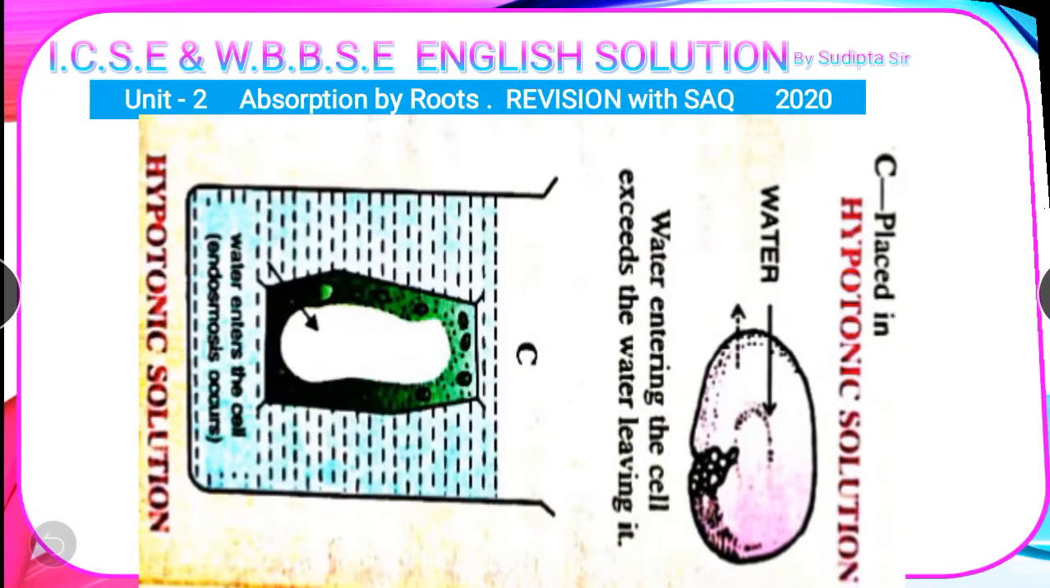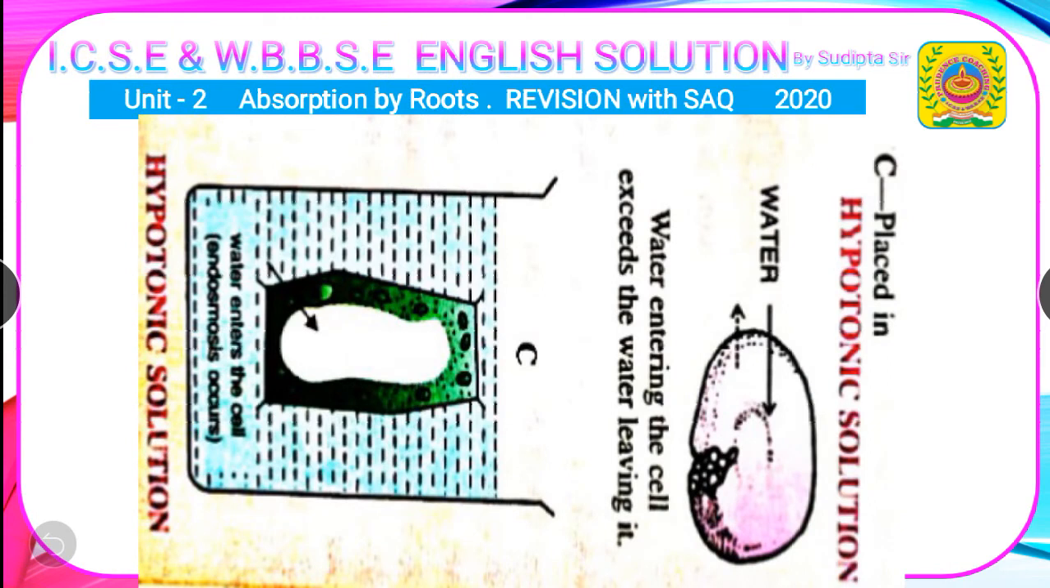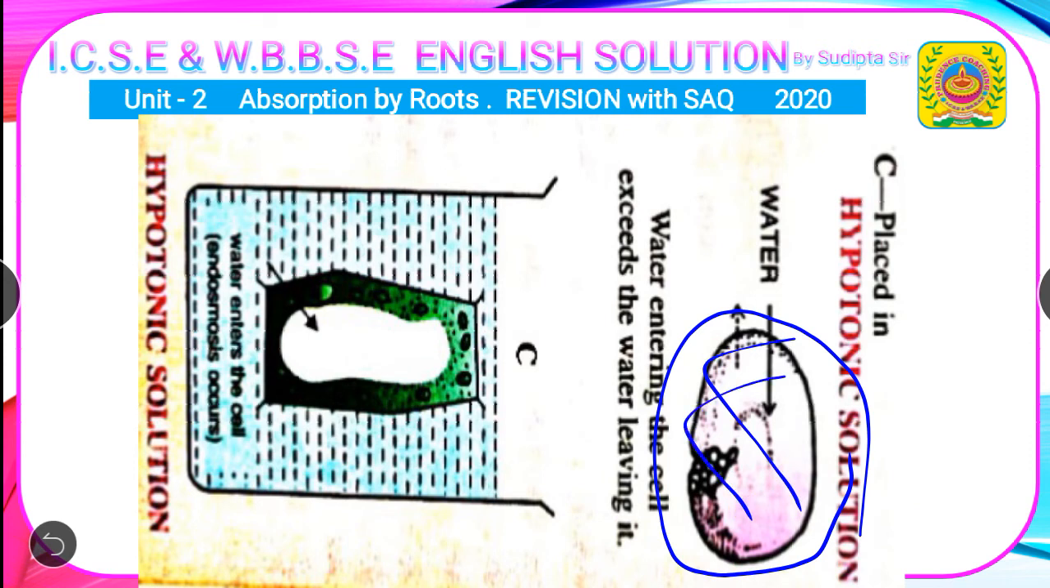So in hypotonic solution, we will see that when this animal cell has been kept in hypotonic solution, it has swelled up, and this plant cell, when it is kept in hypotonic solution, will also swell up due to this endosmosis process.